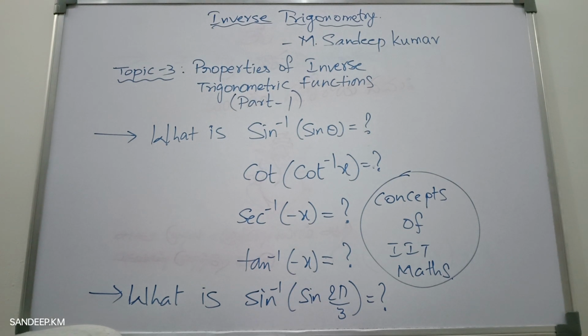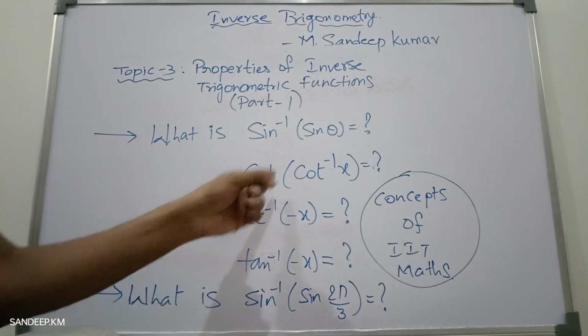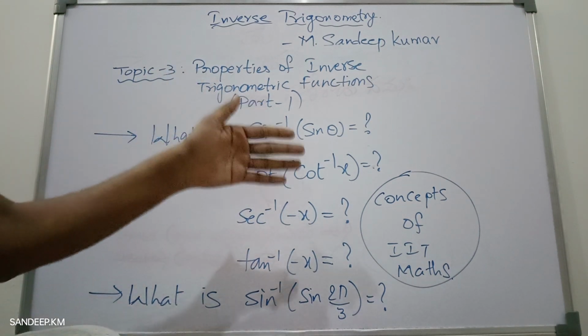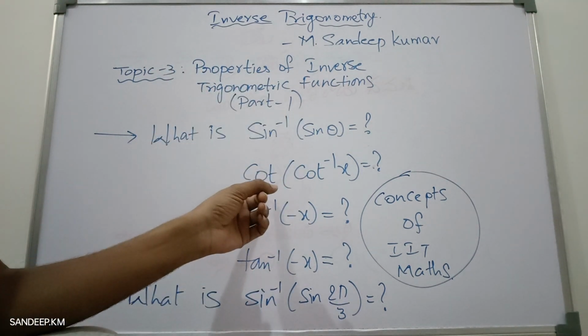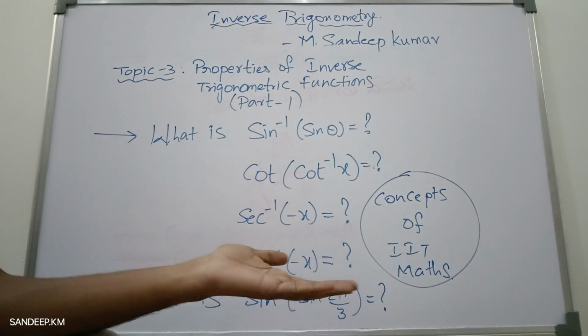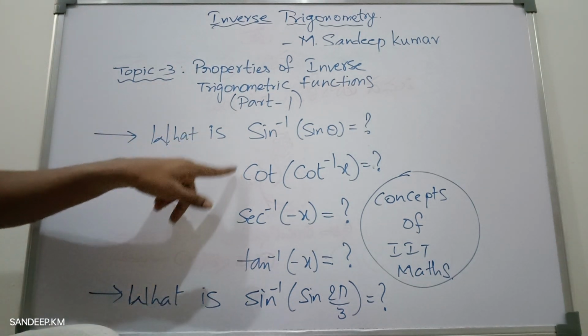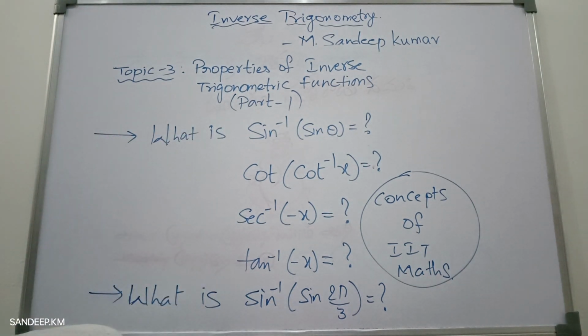So out of these formulae or out of these properties, in today's video we will see what is sine inverse of sine theta, similarly cos inverse of cos theta, etc. Then we will see what is cot inverse x, what is sine of sine inverse x, cos of cos inverse x, etc. And please observe one thing, these two are not same, they are different. We will see how they are different also.